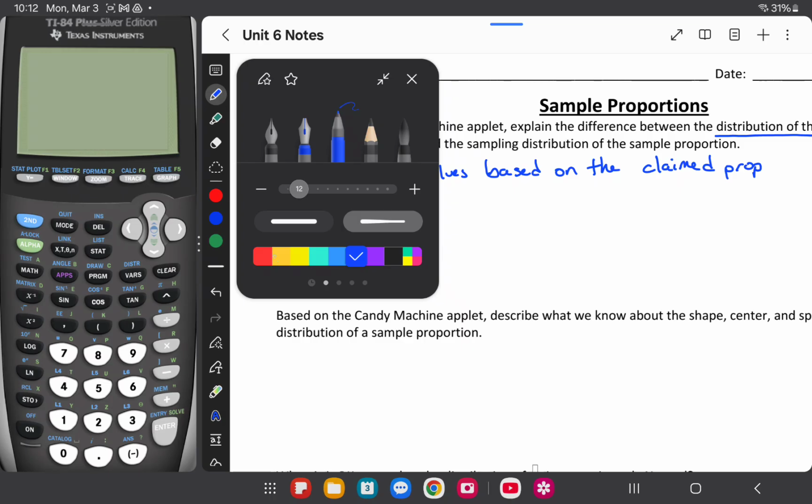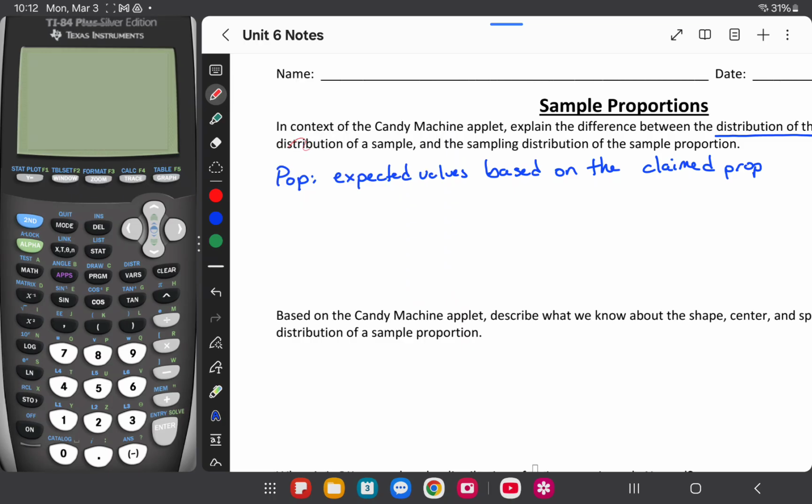Next, let's talk about the distribution of your sample. So the distribution of your sample is slightly different in that this is the actual values which are obtained from your sample. So let's say for the population distribution, you expected to have 2 orange, 3 yellow, and 5 brown. But then in your actual sample, you had 1 orange, 3 yellow, and 7 brown. Then your sample distribution would be the actual values that you obtained.